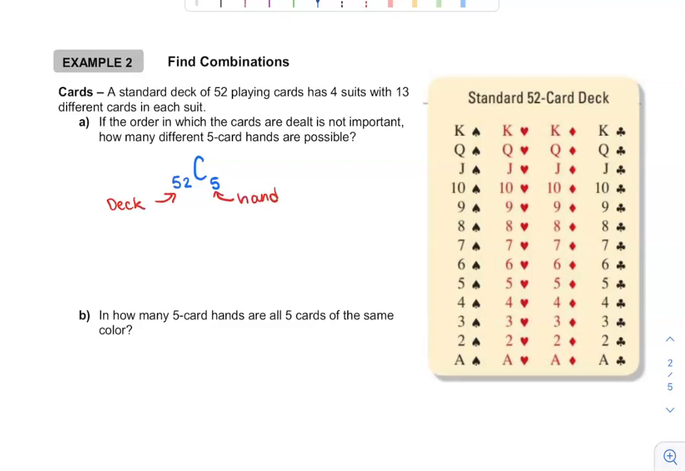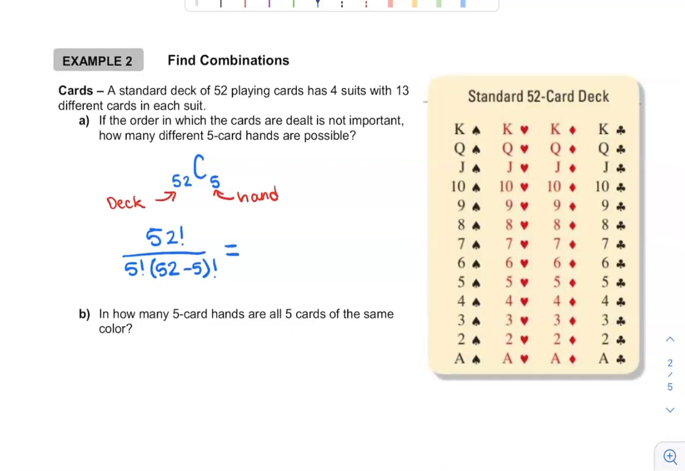So if we were to calculate this by hand, using that formula from yesterday, it would be 52 factorial over 5 factorial times (52 minus 5) factorial. It turns out, as with many of the things we do in this class, your calculator can actually do this for you. So I'm going to show you today how to do this in your calculator.